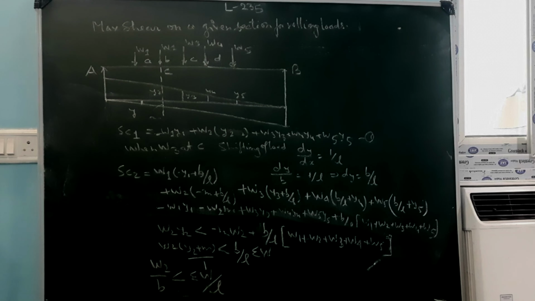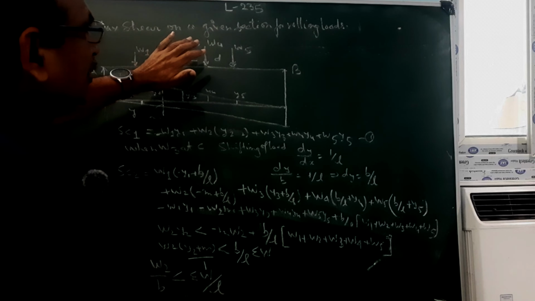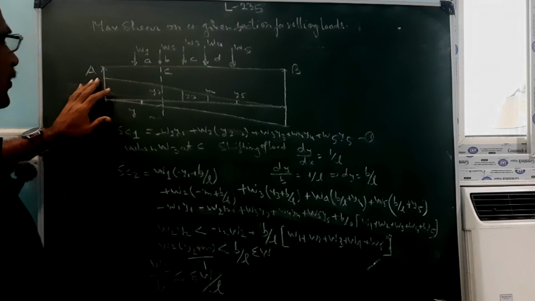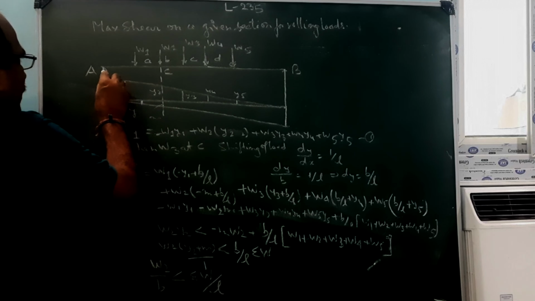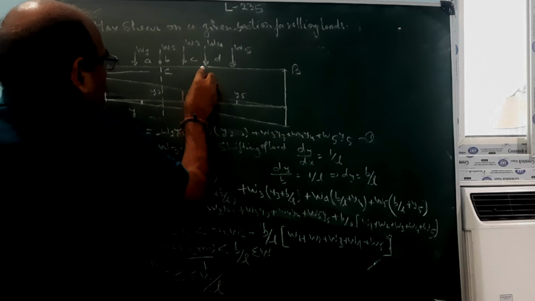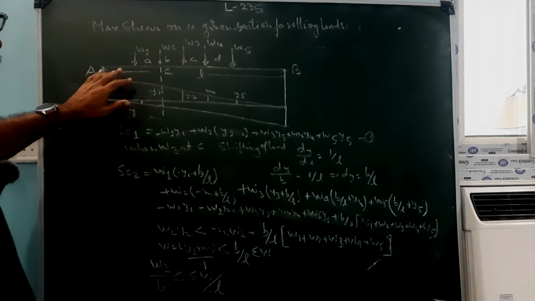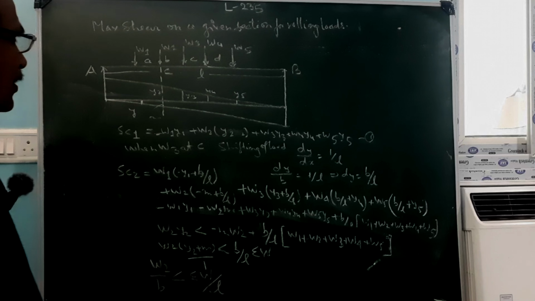Let's try to understand lecture 235, the maximum shear on a given section for rolling loads. Suppose we have a span AB, that is the span of your beam, and there are some rolling loads W1, W2, W3, W4, W5 like this.